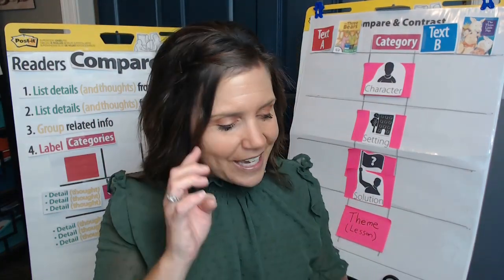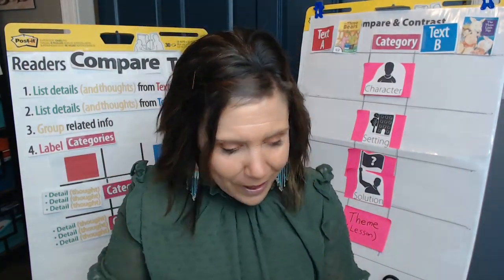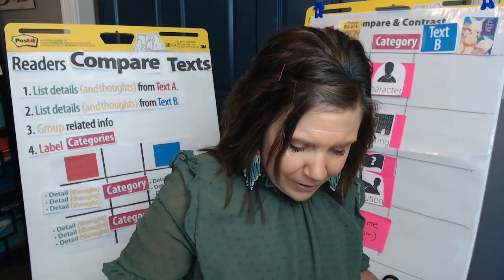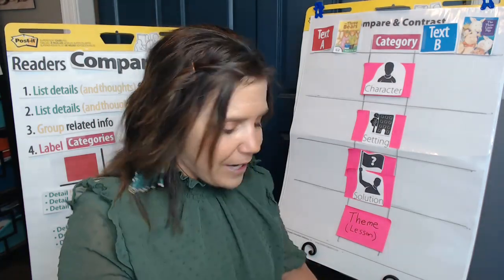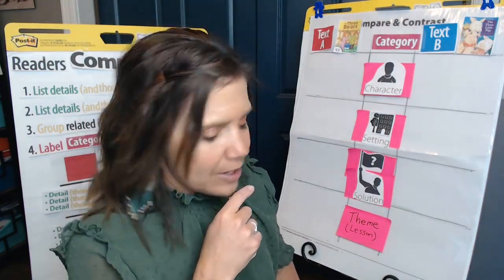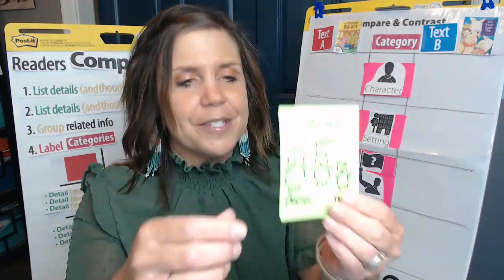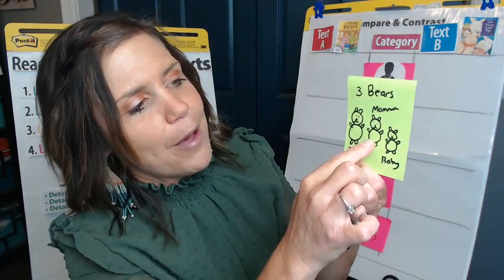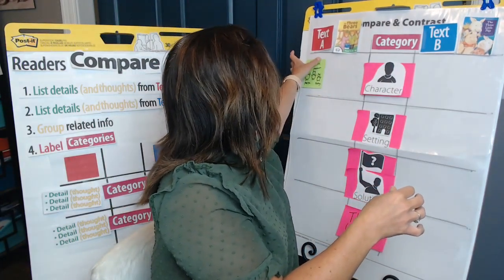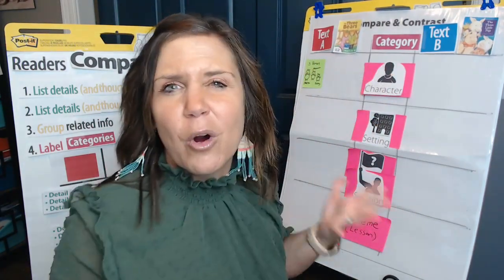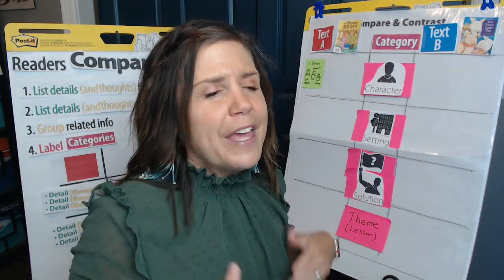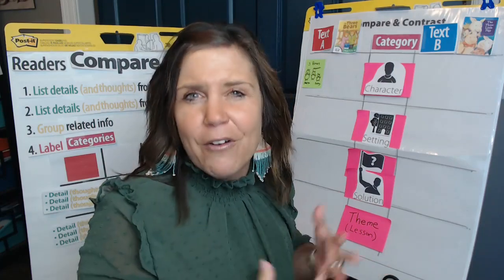Okay, so let's think first of Goldilocks and the Three Bears. And I'm gonna show you what this could look like first, and then I'm gonna need your help. Okay, so characters. Let me think about Goldilocks and the Three Bears. Well, there's the three bears, right? We have Papa Bear, Mama Bear, and Baby Bear. I'm gonna put those right there. And thinking about what they did, they went for a walk in the woods while their porridge was cooling. And then when they came back home, they found Goldilocks, right?